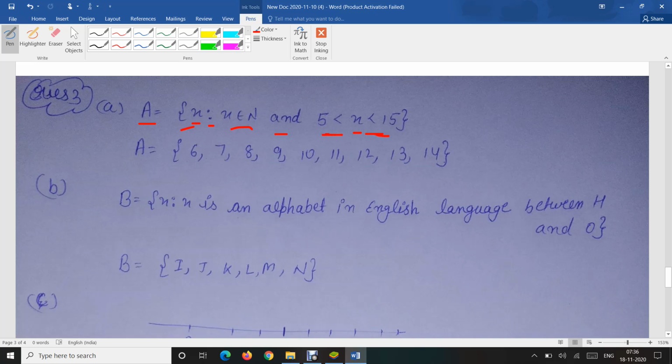So how can we write? x is greater than 5. The numbers which are greater than 5, and also it should be a natural number. So natural numbers are always positive numbers which start from 1, and we require here greater than 5. So greater than 5 is 6 and less than 15. So it will be 6, 7, 8, 9, 10, 11, 12, 13 and 14. These are the natural numbers which are greater than 5 and less than 15. So this is the roster form, or you can say that this is the list form.